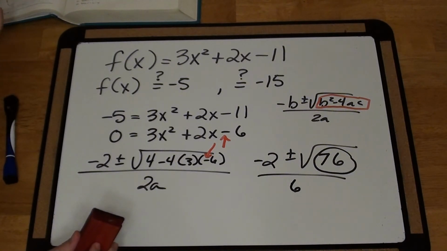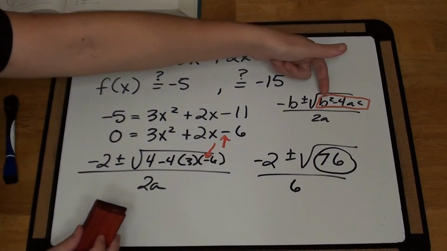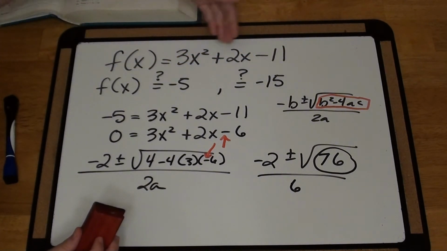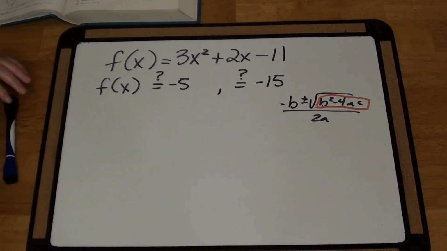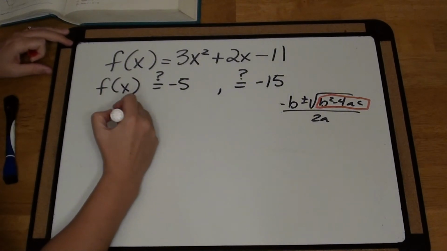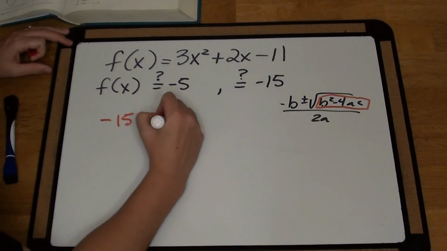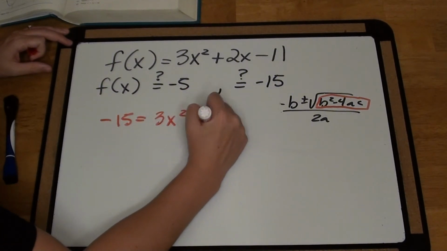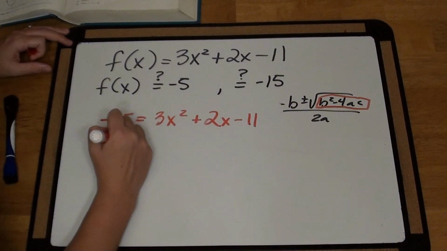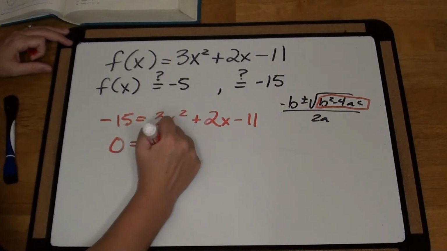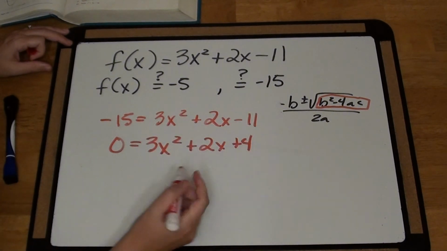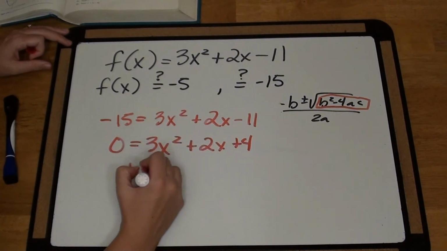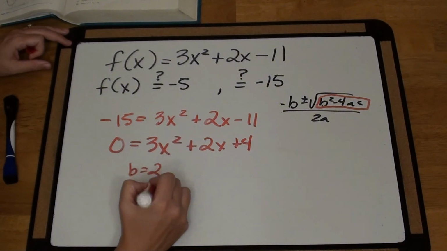So in the next example, you have f of x, can it equal negative 15? Well, put negative 15 into this equation. So let me just do that real fast. Negative 15 equals 3x squared plus 2x minus 11. So I get 0 equals 3x squared plus 2x plus 4. I will use this. So my b here is 2. My c here is 4.